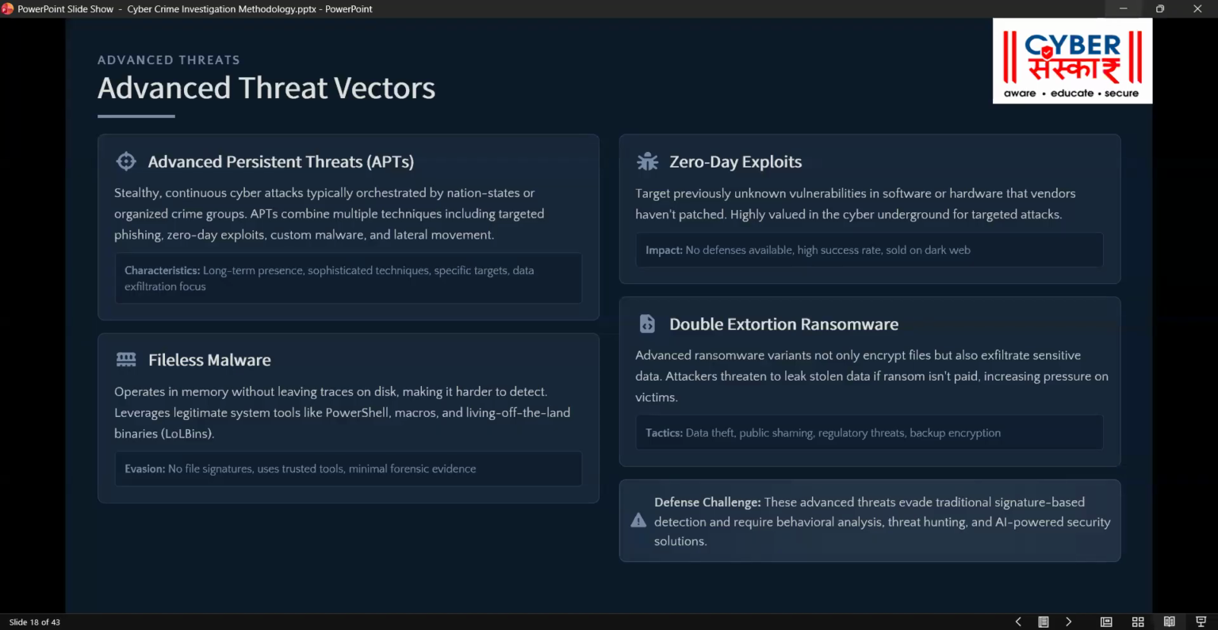The fileless malware. In this, no files are maintained and everything is kept in the memory of the computer, and the computer is locked, and it is very difficult to break the lock of the computers. And zero-day exploits, double extortion, which is happening in some countries but not in India.